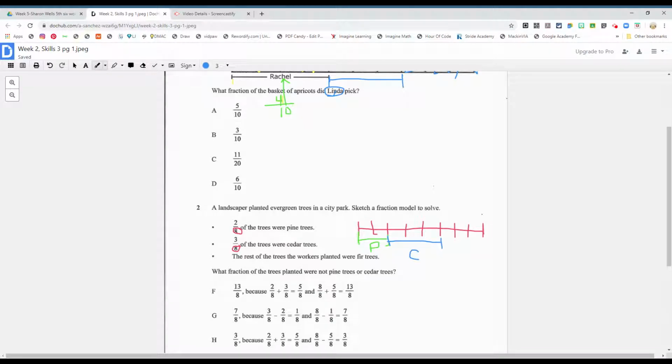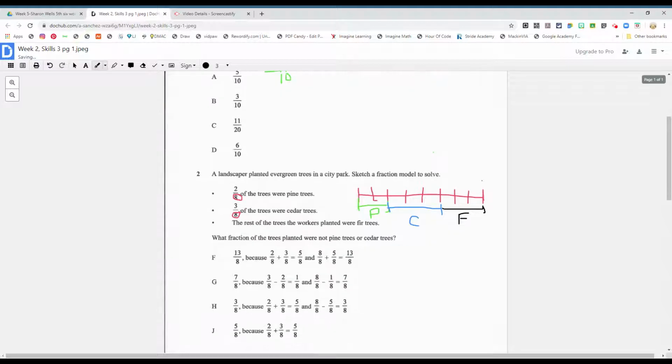So then the rest were fir trees. The amount that's over here, boys and girls, that's the fir trees. Okay, so it's asking what fraction of the trees were not, they don't want the pine, and they don't want the cedar. So no to the pine, no to the cedar. They just want the fir amount, the fir trees.